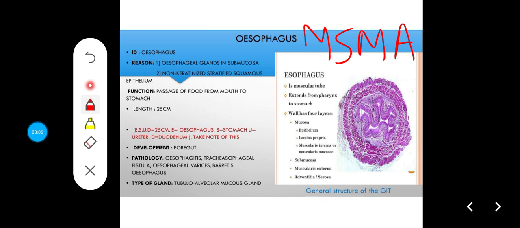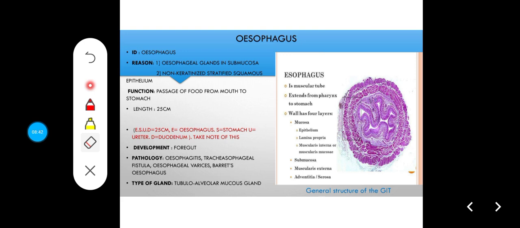So now let's read the side notes on how to identify the esophagus. The reasons for identifying the esophagus are: one, the esophageal glands in the submucosa, and two, the non-keratinized stratified squamous epithelium. Then the function of the esophagus is passage of food from the mouth to the stomach, and the length of the esophagus is about 25 cm.